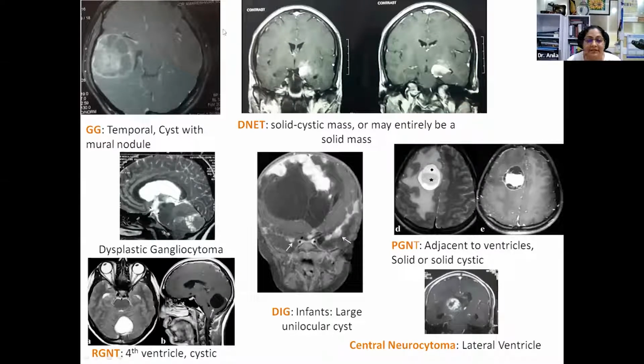So this is to just sum up the various radiological pictures of the tumors which we'll be discussing later. So this is a ganglioglioma, usually it is temporal, and there is a cyst with a mural nodule. The DNET, solid cystic mass and maybe entirely solid. Then coming to the rosette-forming glioneuronal tumor, it occurs only in the fourth ventricle and it is cystic in appearance. And the papillary glioneuronal tumor, it is adjacent to the ventricles. It can be solid or solid cystic. The central neurocytoma is restricted mainly to the lateral ventricles, though there are sites which are extraventricular neurocytomas.